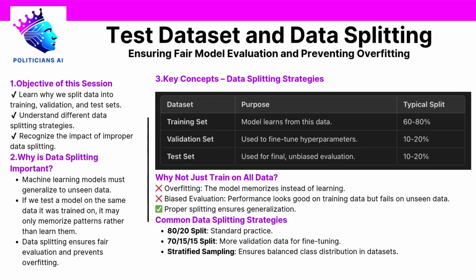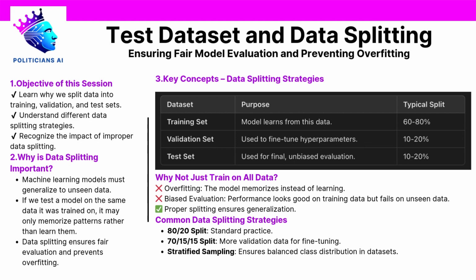If too little data is allocated for training, the model may not have enough examples to learn effectively. On the other hand, if the test set is too small, the evaluation results may not be reliable. Another aspect we will explore is the effect of randomization in data splitting.